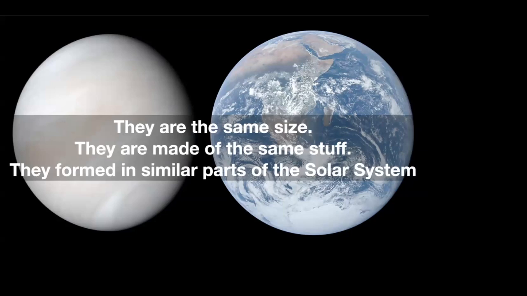Turns out Earth and Venus are perfect points of comparison with each other. They are a very similar size. Venus is 93% of Earth's mass. So they have very similar surface gravity, very similar bulk composition.